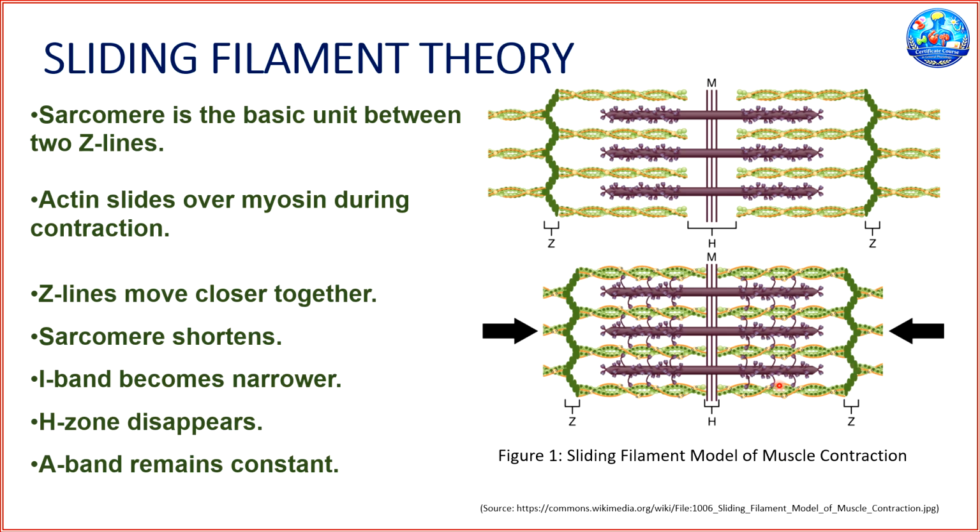As a result, the I band, which exclusively consists of the actin filaments, becomes narrower. It becomes narrower, and the H zone, the region that again consists of only myosin filaments, gradually disappears. However, the A band, which is the length of the myosin filaments, remains constant because the thick filaments do not change in size.